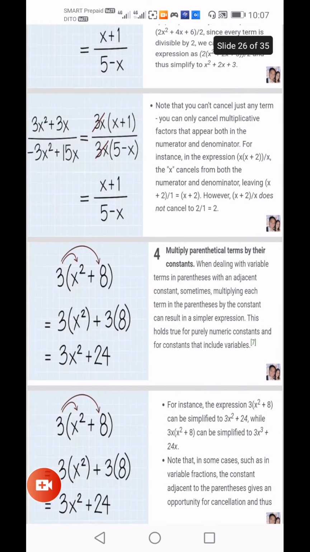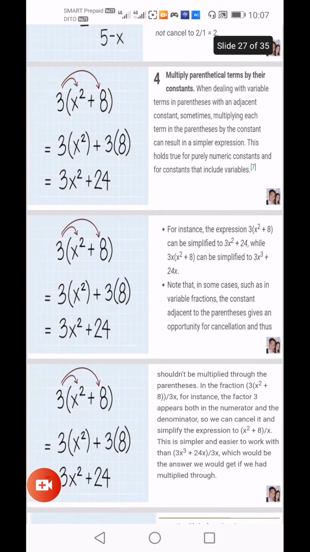Number 4, multiply parenthetical terms by their constants. When dealing with variable terms in parentheses with an adjacent constant, sometimes multiplying each term in the parentheses by the constant can result in a simpler expression. This holds true for purely numeric constants and for constants that include variables. For instance, the expression 3 times x squared plus 8 can be simplified to 3x squared plus 24, while 3x times x squared plus 8 can be simplified to 3x cubed plus 24x.